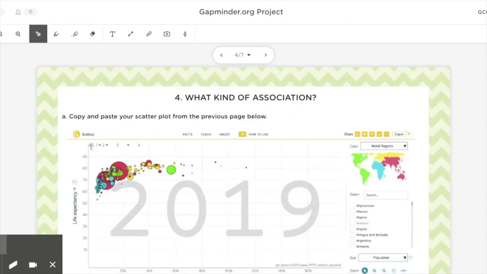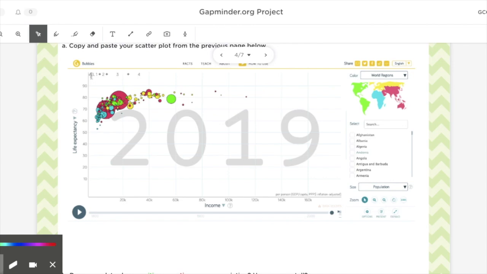So the association in this graph, I believe that it is a positive, moderate, nonlinear association because this graph is not on a straight line and it's more of a curve, as you can see right here.